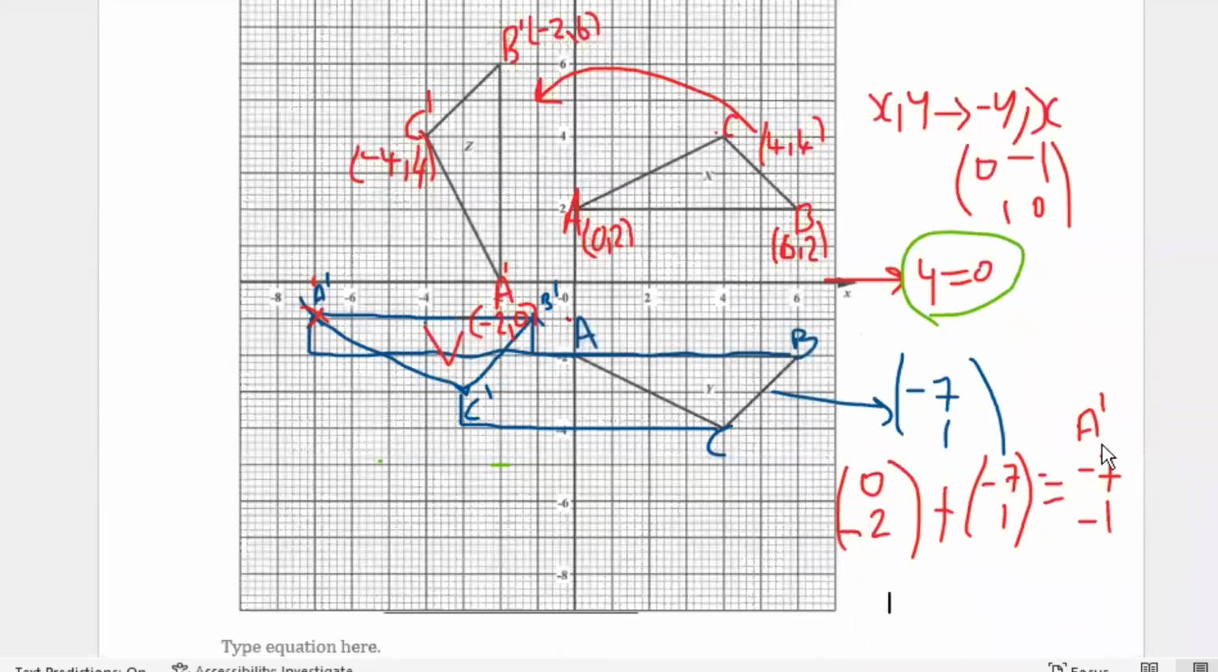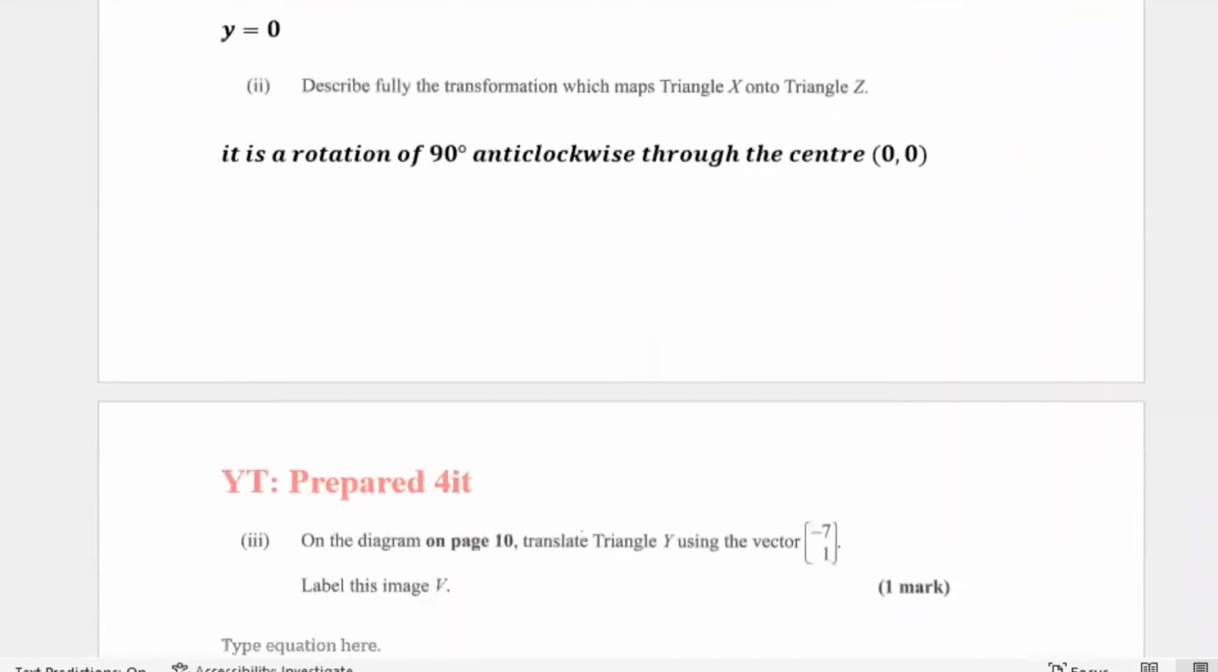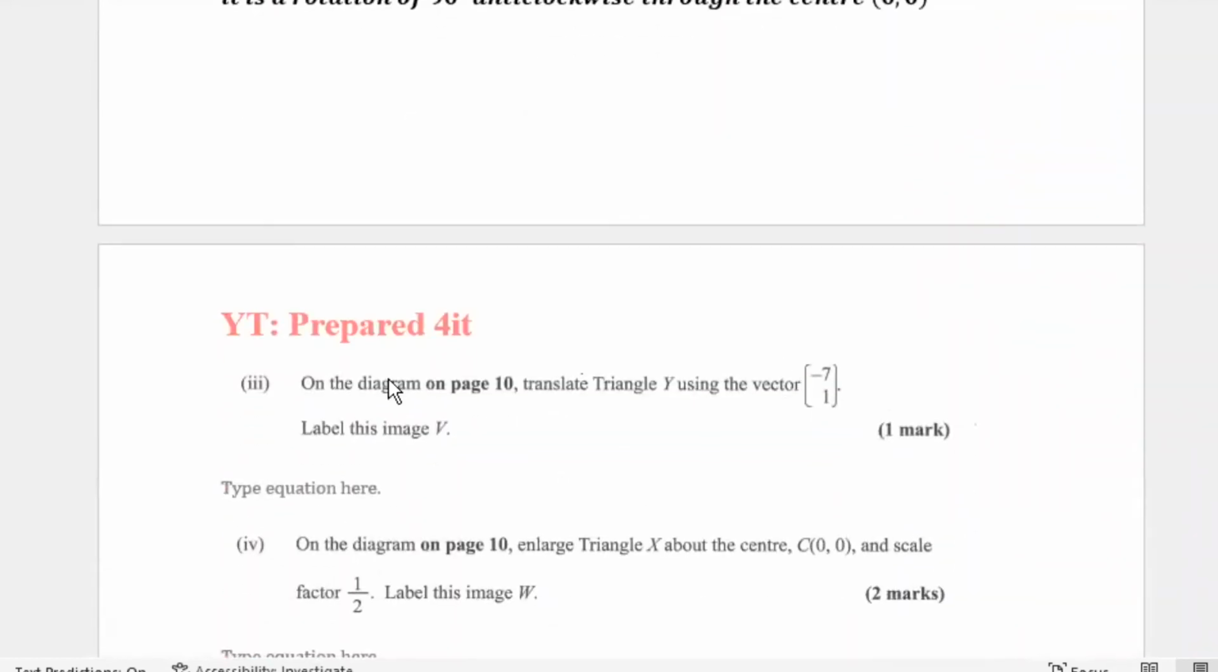Hold on, CJ. Celine, if you realize, the -7, 1 was given in the question. They told us that that is our translation vector. It says on the diagram, translate V using the vector -7, 1. So that is where we got the -7, 1 from. Yes, CJ, go ahead.